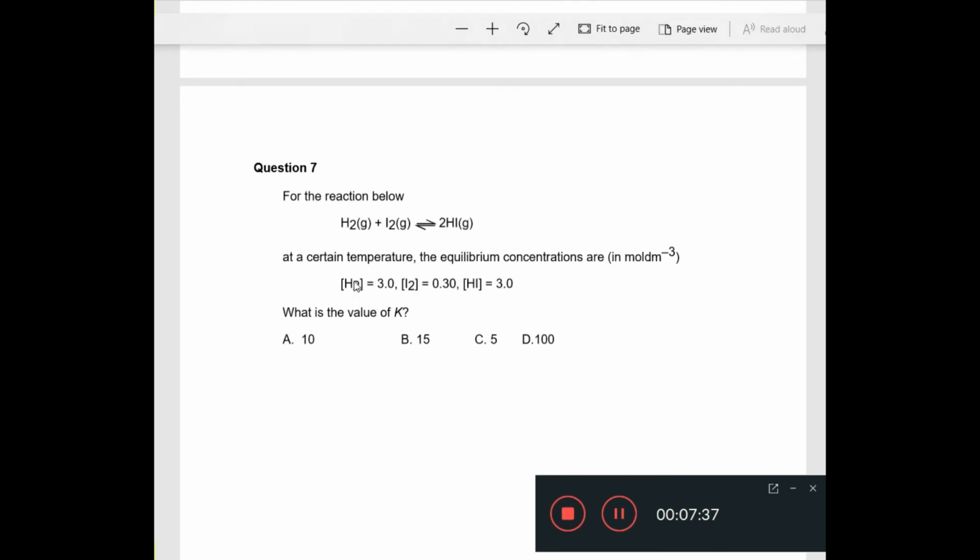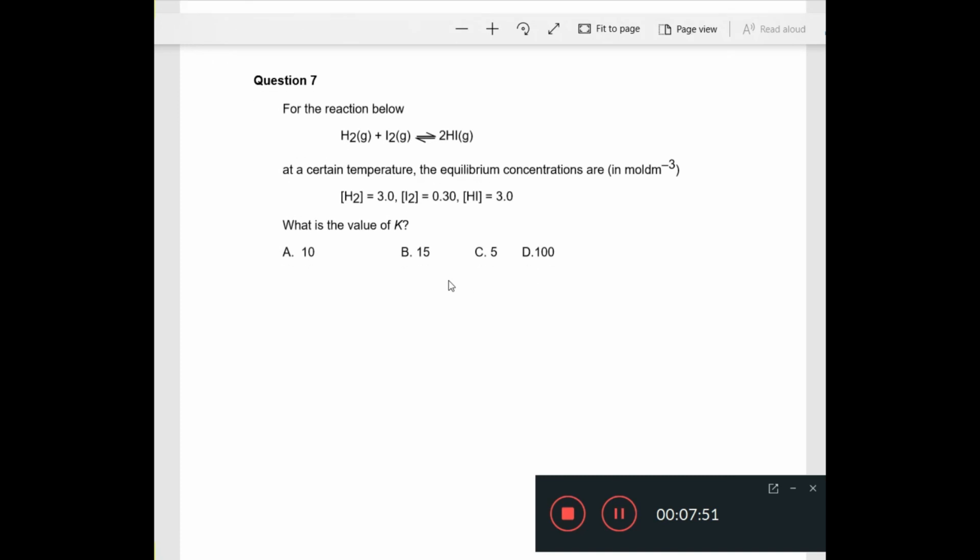Question 7. H2 plus I2 equal 2HI. It says at a certain temperature, the equilibrium concentrations are in mole per dm cube, and you're given the various concentrations, and they ask you what is the value of K. Now Kc will be the product concentrations raised to its stoichiometric coefficient, which is 2, over the concentration of the reactants times each other raised to their stoichiometric coefficient. And the reactants are I2 and H2.